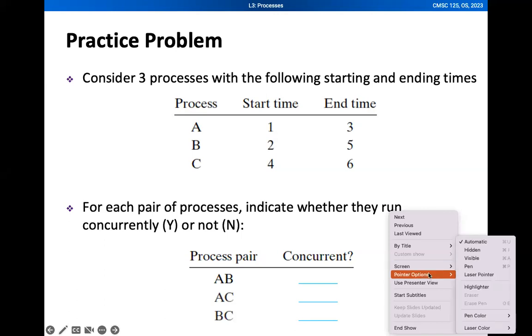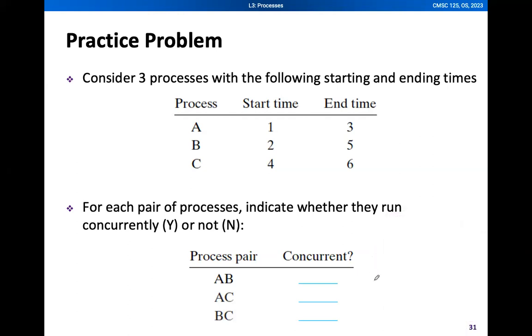Hello, ma'am. Yes. Process pair AB is concurrent. Process pair AC is not concurrent, and process pair BC is concurrent. So did you get the same answer as Renmar? Suppose this is the time period. So we have 1, 2, 3. It is process A, right?